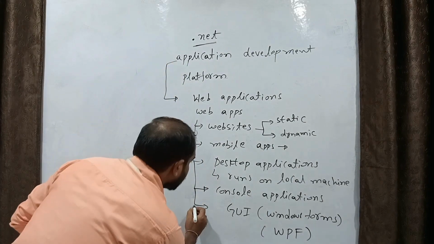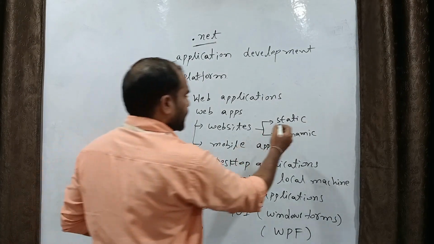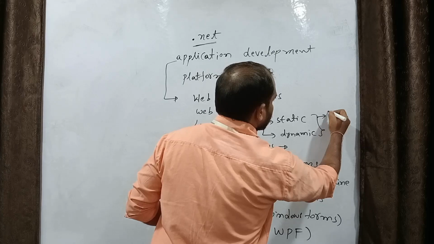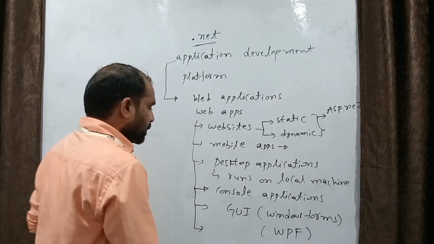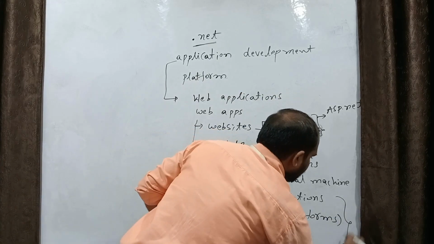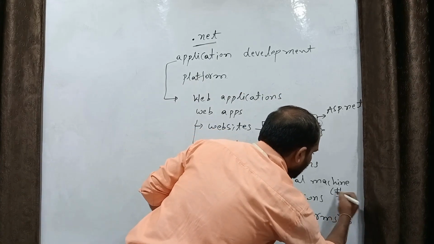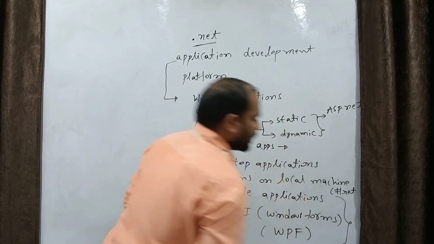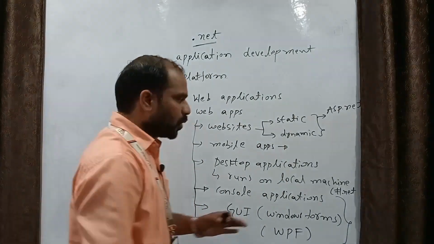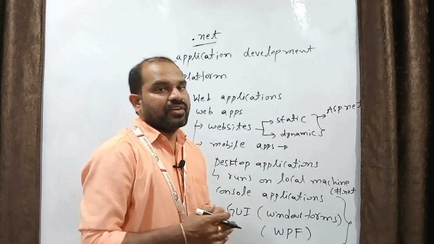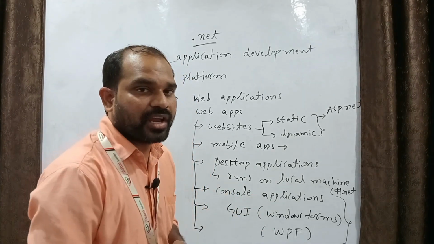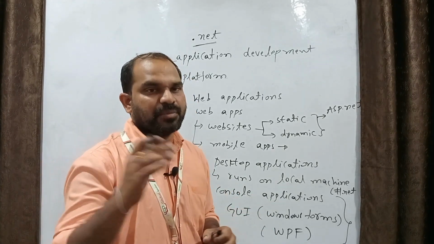Then for implementation of websites, we will use ASP.NET. To implement console applications and these, we will use C#.NET. So what is C#? C# is a programming language. I said, what is a program? A group of instructions. Why are we going to write programs? To get some work done by the machine.